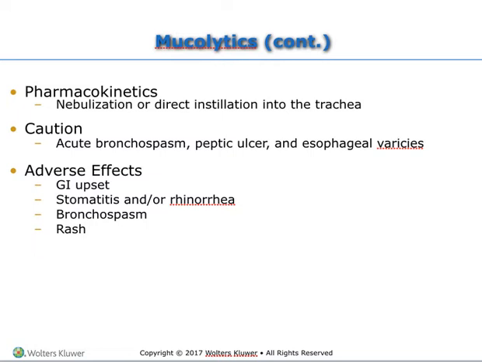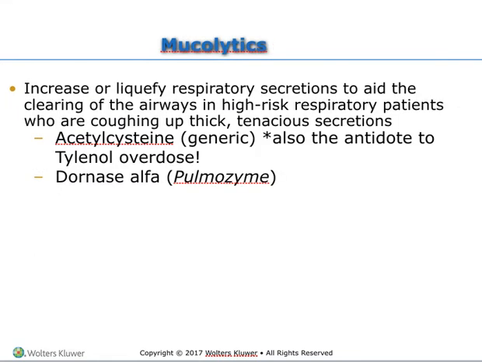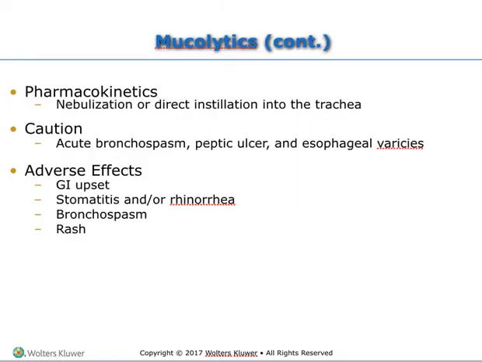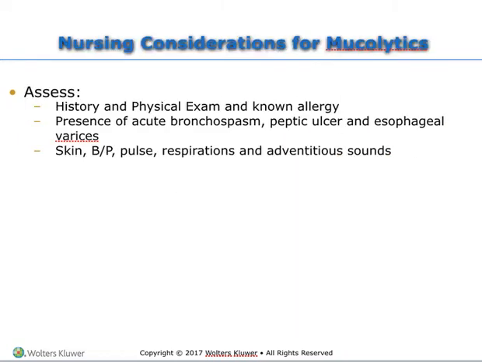Let's see. The other drug that was on the slide, Pulmozyme. I think I said that wrong. Anyway, Dornase alfa is the generic, and that is primarily used for people with cystic fibrosis. So what are our nursing considerations? Do they have any bronchospasms, peptic ulcer, esophageal varices? Those are risk factors that we may want to question the usefulness and appropriateness for a mucolytic in that patient population.